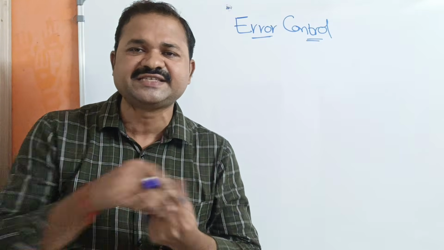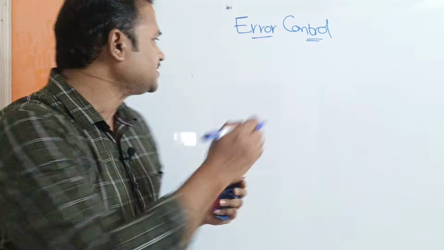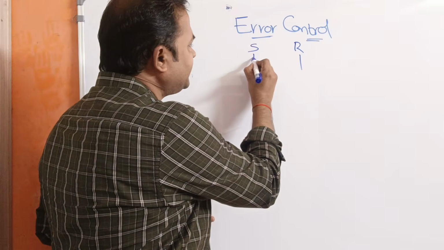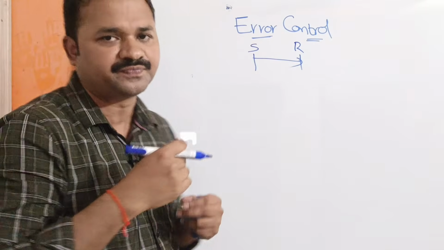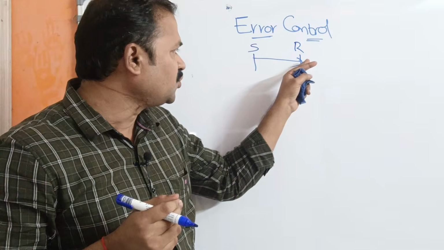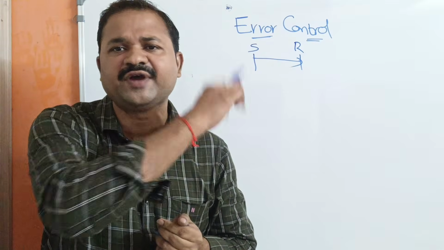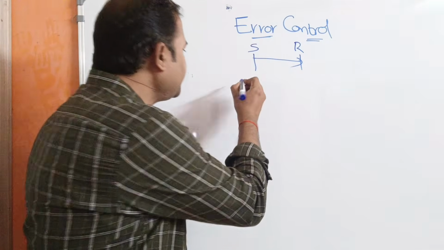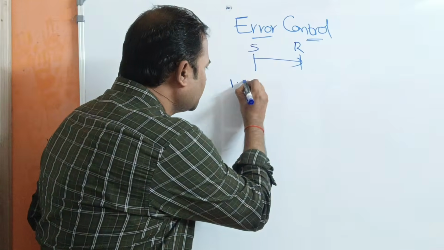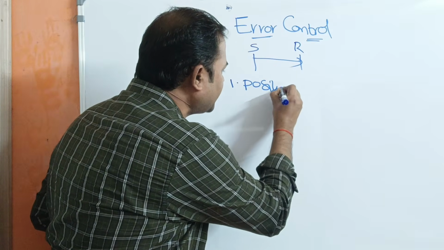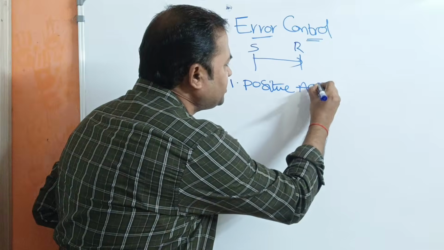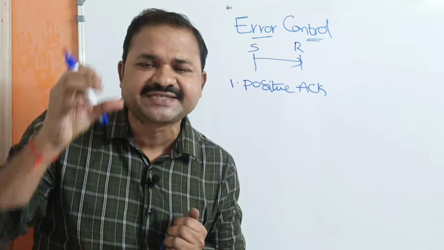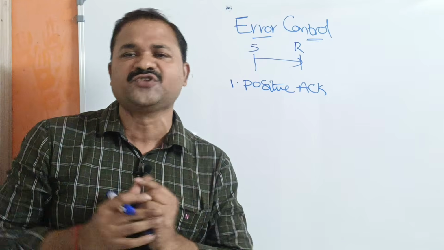Let we have a sender and a receiver. The sender sends a frame to the receiver. The receiver receives the frame and provides an acknowledgement to the sender. Here the receiver may provide a positive acknowledgement to the sender. This positive acknowledgement specifies that the receiver has received the frame successfully.